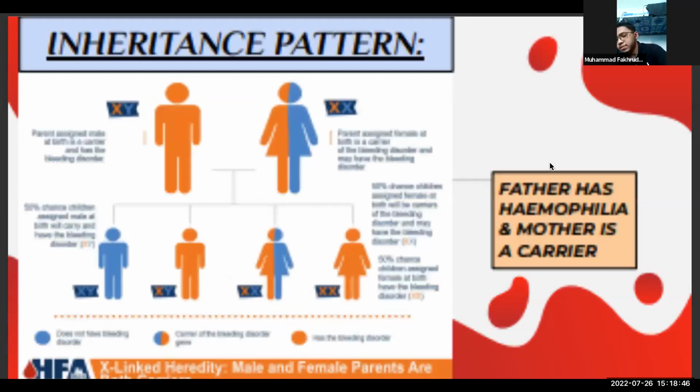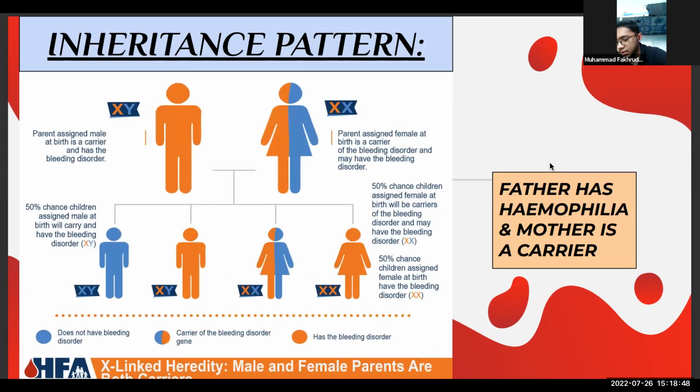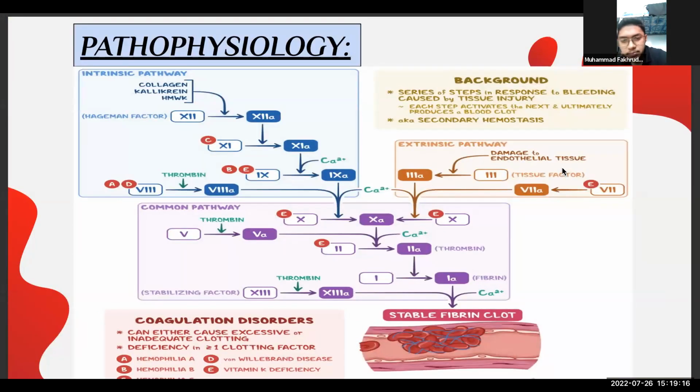Okay, for this slide, the father has hemophilia and the mother is a carrier. So the chance for male children to have blood disorder or hemophilia is 50%. Meanwhile, for the female children, the chance to be a carrier is 50%, and the chance to have bleeding disorder is also 50%. Okay, next slide. Next, we go to the pathophysiology.